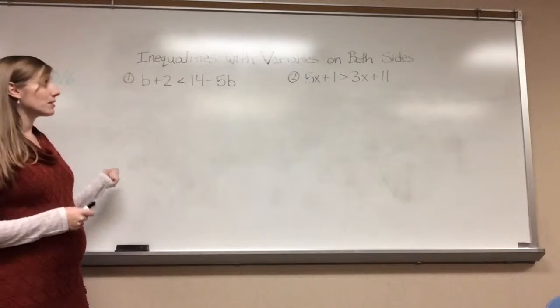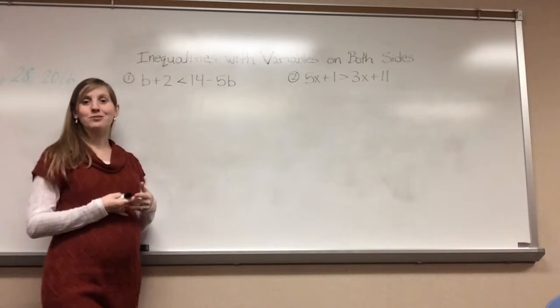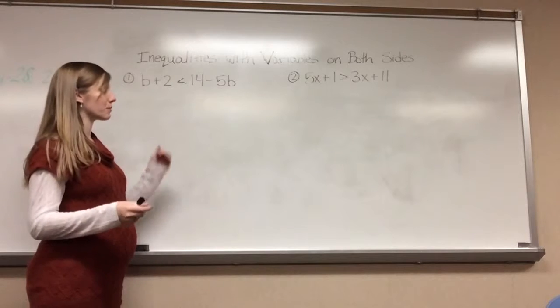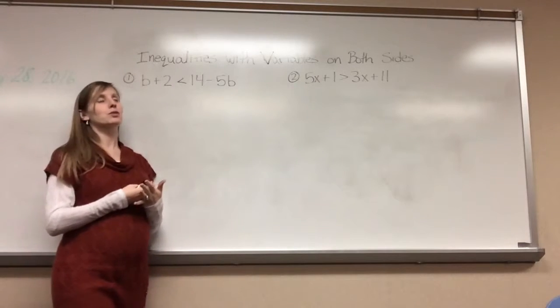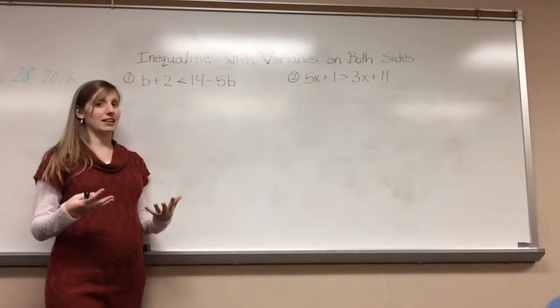Now, solving inequalities with variables on both sides is almost exactly like solving equations with variables on both sides. The only difference, and it's the key difference between inequalities and equations, is that if you divide by a negative number, you must flip the inequality sign. Other than that, the steps are exactly the same.